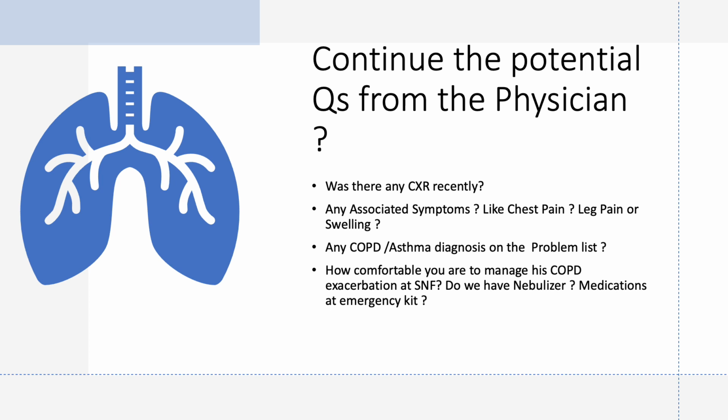Do we have nebulizer, medication, emergency kit? These are so important. "Yes, we actually have albuterol, ipratropium in the emergency kit in our Omnicell. We can easily go get it. If you just give me the order, I can start the nebulizer for the patient. Yes, we have a nebulizer machine. We can start the treatment," okay?